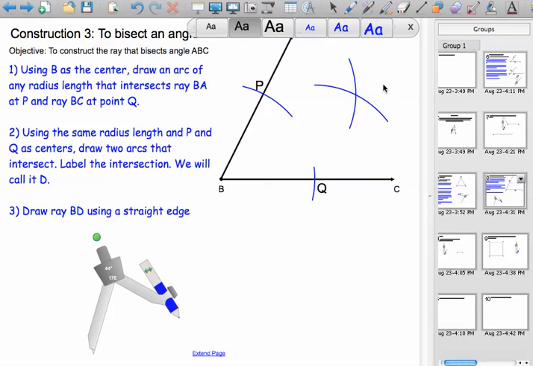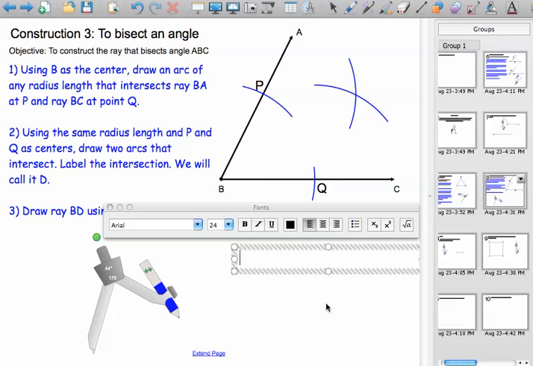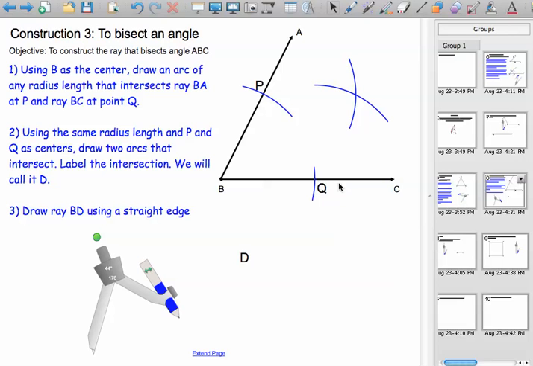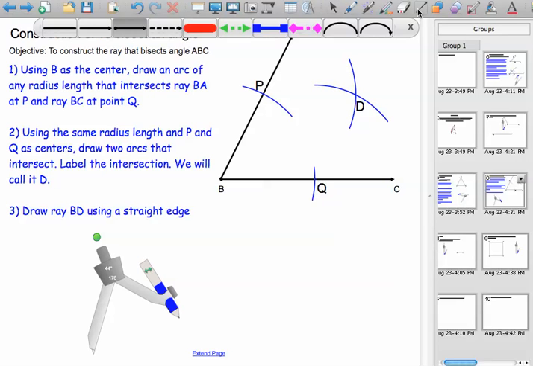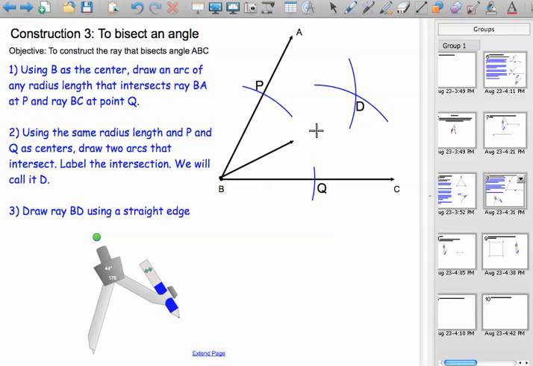And as we know from before, we have to label every intersection. We're going to call it D, just for this argument's sake. You can use any letters you want, but let's call it D. And then, using your straight edge, draw ray BD. I have my handy-dandy tool, so I start from point B, and you're using your straight edge to draw a ray through D, and you have successfully bisected angle ABC using a compass and a straight edge.